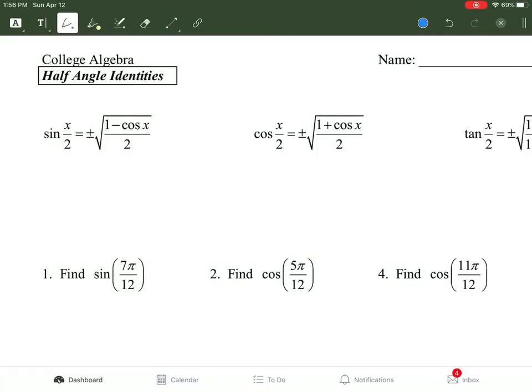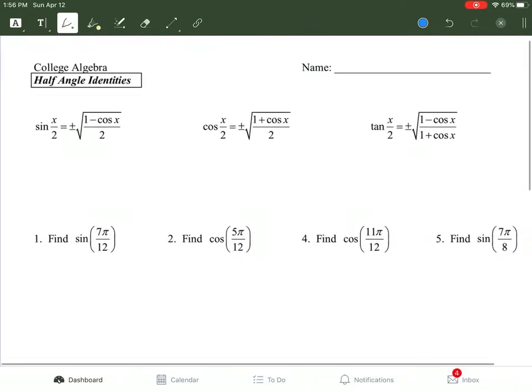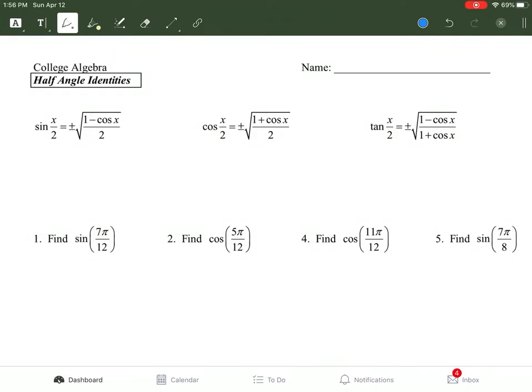So this is the last topic in Unit 4. This is half-angle identities. How we're going to do this is today we're going to work on the sine and cosine identities, and then tomorrow we'll do the tangent identities. This topic is very similar to the sum and difference that we've already done last week. And like last week, we're going to divide it up.